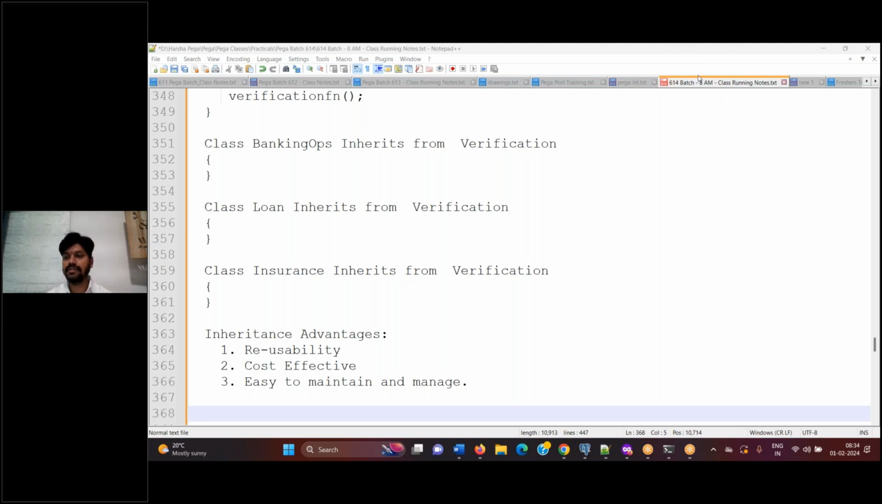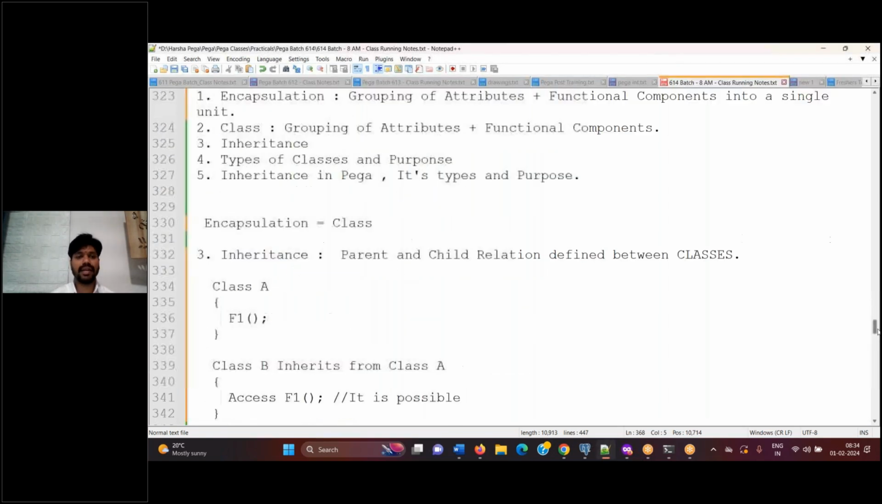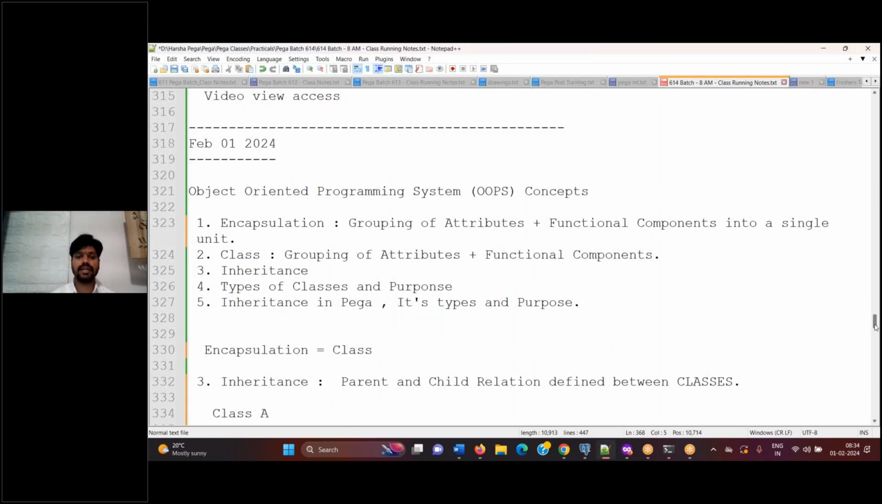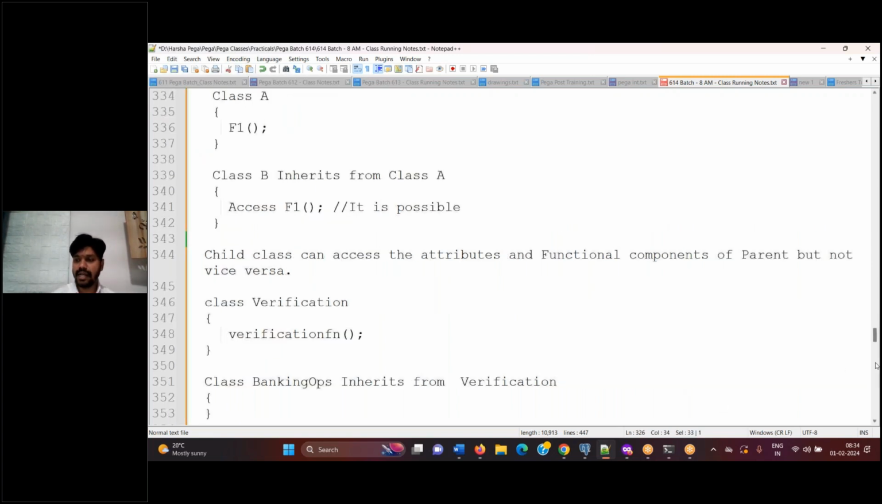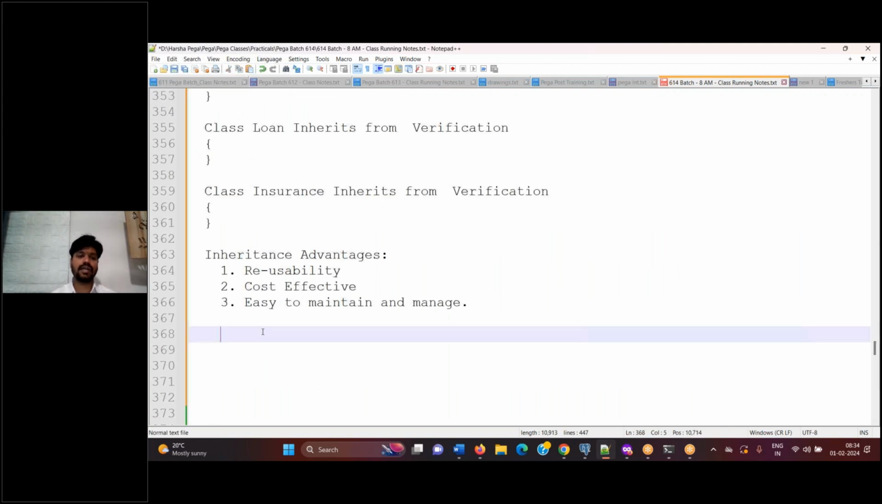Next, how inheritance will be available in Pega, I will tell you later. Inheritance, you understand. The next one is types of classes. But before that, I will go to the organization structure. See, in the organization structure, yesterday I showed you. Let me open it once again.